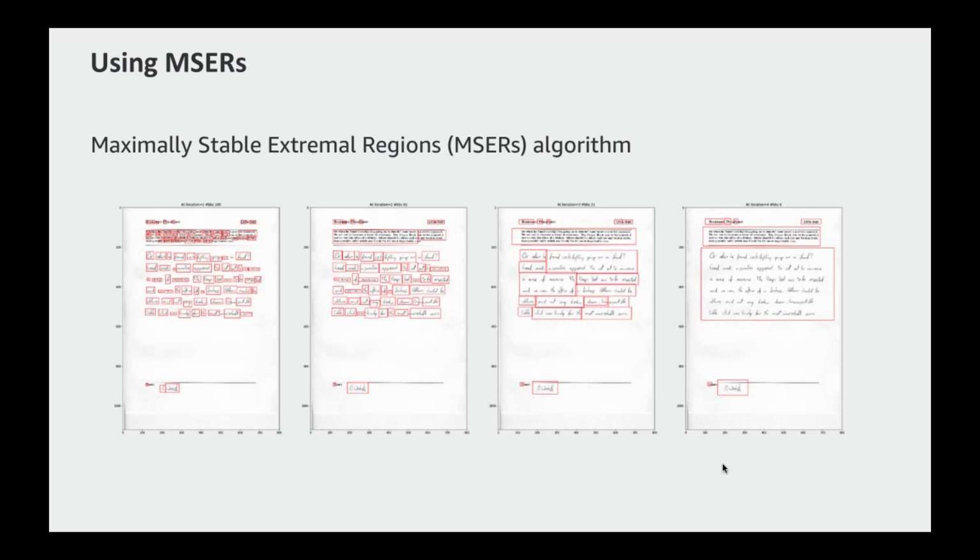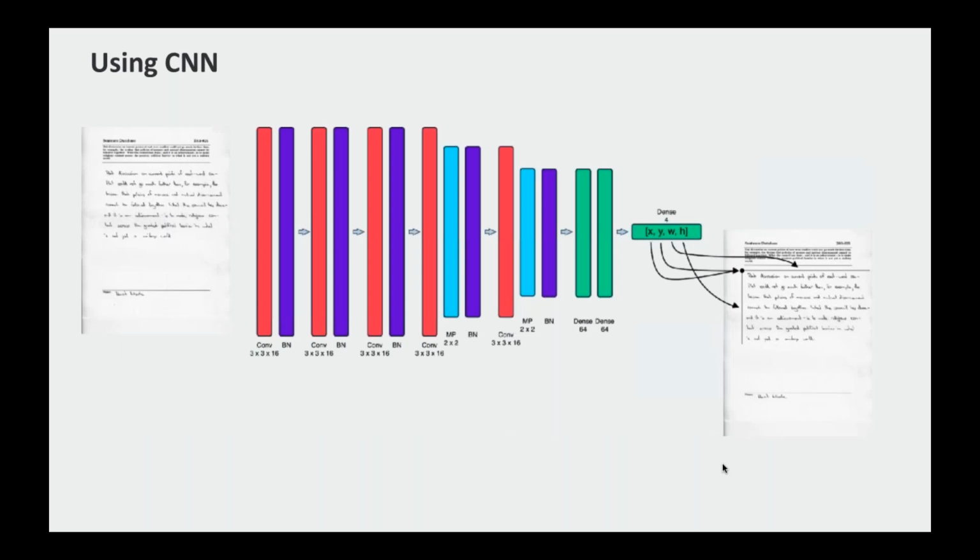So we decided to take a second approach using a convolutional neural network. And really, since we knew we were only doing single object detection, what we are trying to predict were 4 values. The top left corner, made of X and Y coordinates, and then the width and the height of the box around the text we want to detect.